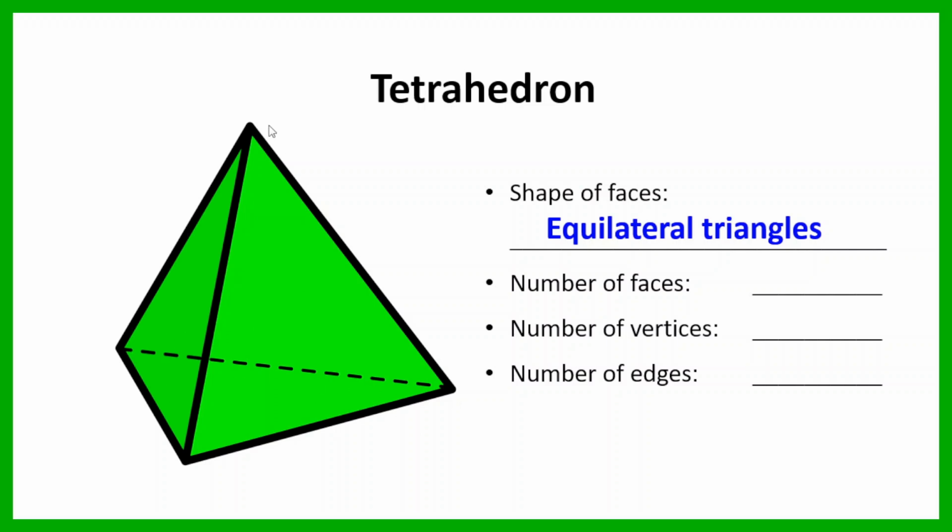It's congruent to the one at the back, and it's congruent to the one at the base over here. Okay, so that's the shape of all the faces in our tetrahedron. Now let's have a look at the number of faces. So let's go and count them.